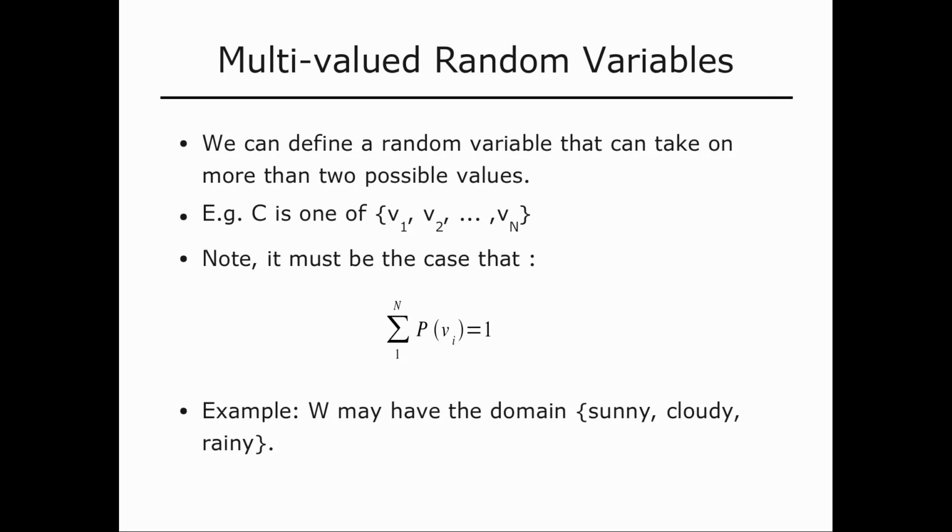This is just to point out that we're not restricted to using Boolean valued random variables. We can have random variables that can take on any number of values. So, for example, we might have a variable w that can take on the 3 possible values: sunny, cloudy, or rainy. And this is just to point out that the sum of the probabilities of those possible outcomes has to equal 1.